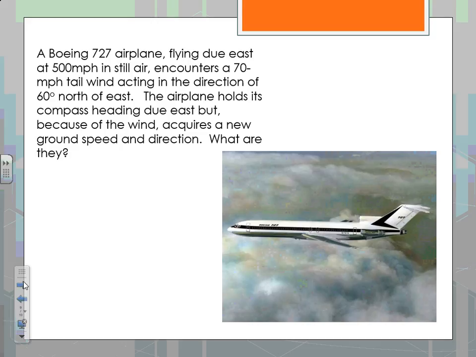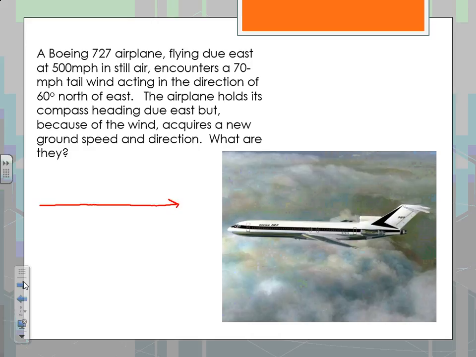All right. The airplane holds its compass due east, but because of the wind, acquires a new ground speed and direction. What are they? Basically, we have two vectors, right? We have the vector for the plane, and we have the vector for the wind. What are we going to have to do with these two vectors? Vector addition.